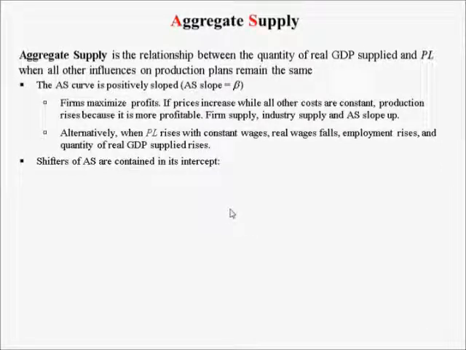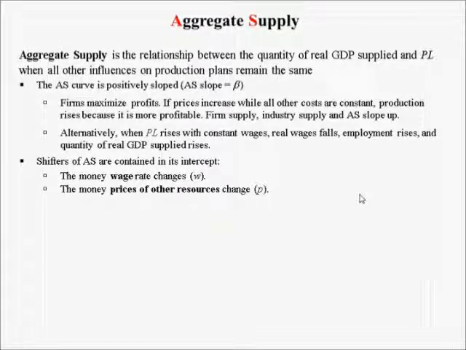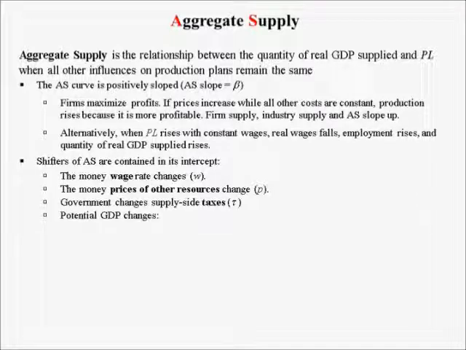Shifters of the aggregate supply curve are listed in a couple of different parts of the book. When the nominal wage rate changes, the book calls it the money wage rate, but this is the nominal wage rate. The nominal prices of other resources, of other production inputs, change, P. Government changes a supply side tax, or anything changing potential GDP. That's exactly what your book says.